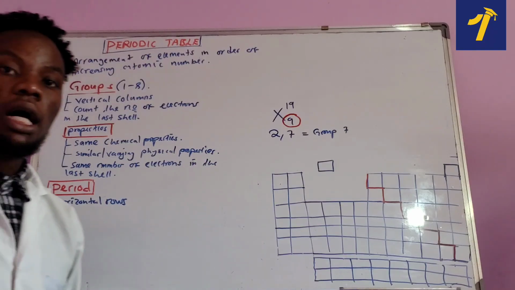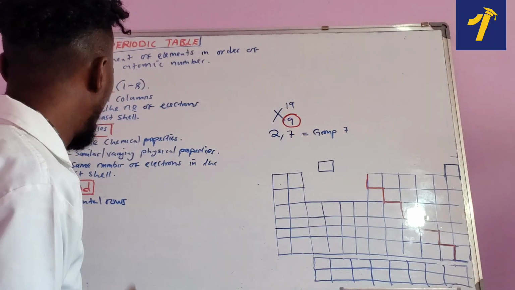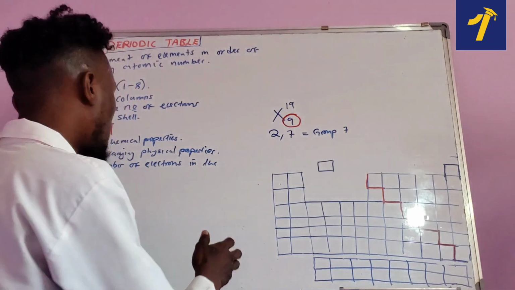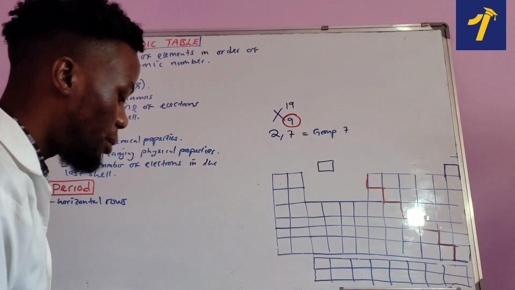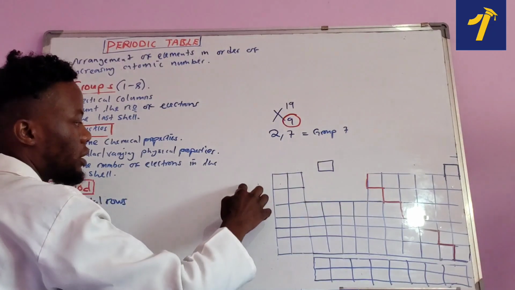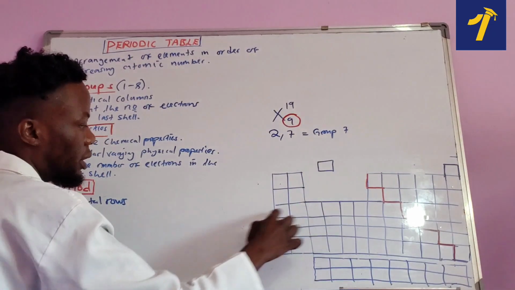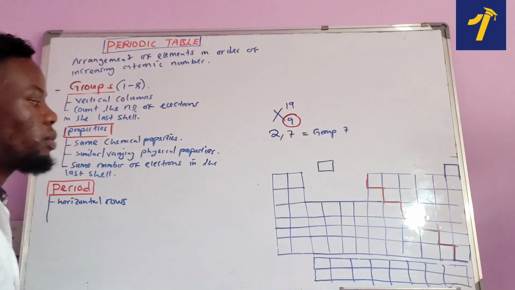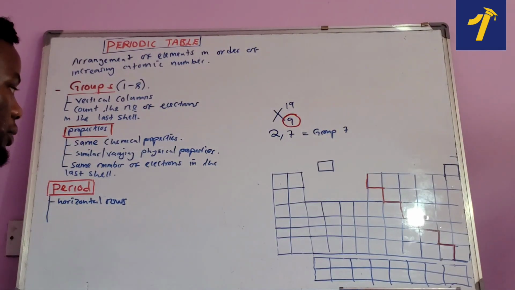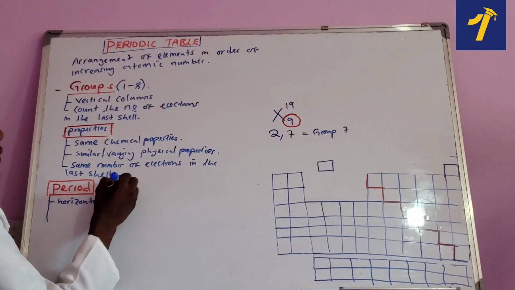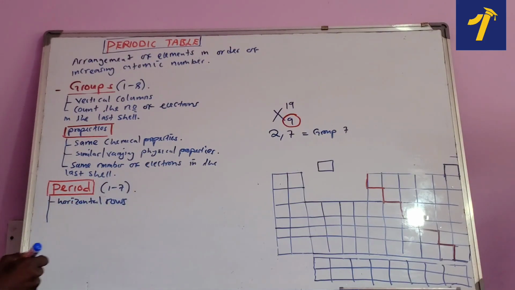And how many periods are on the periodic table? Because if you look at the groups, we say the groups are about 8. Then what about the periods? They are about 7. If we want, we can count, going like this: 1, 2, 3, 4, 5, 6, and 7. So there are about 7 periods. On the periodic table, there are periods 1 to 7.